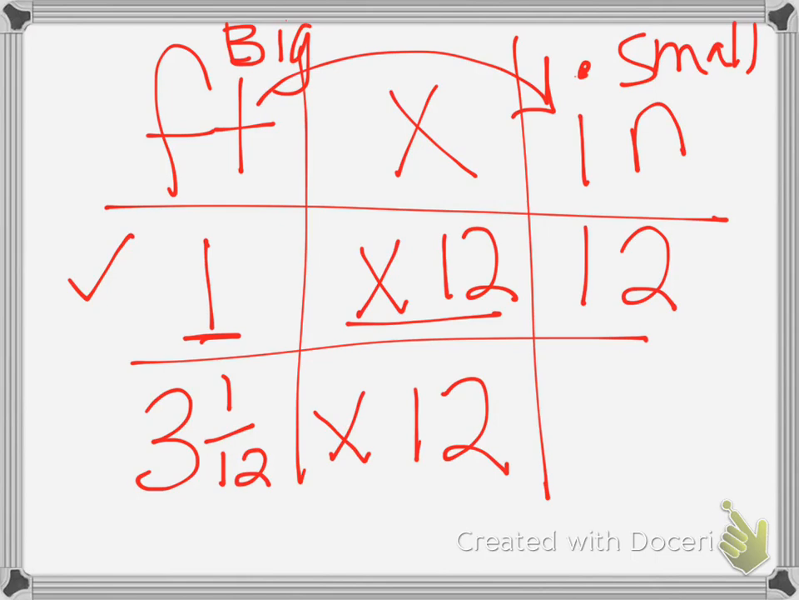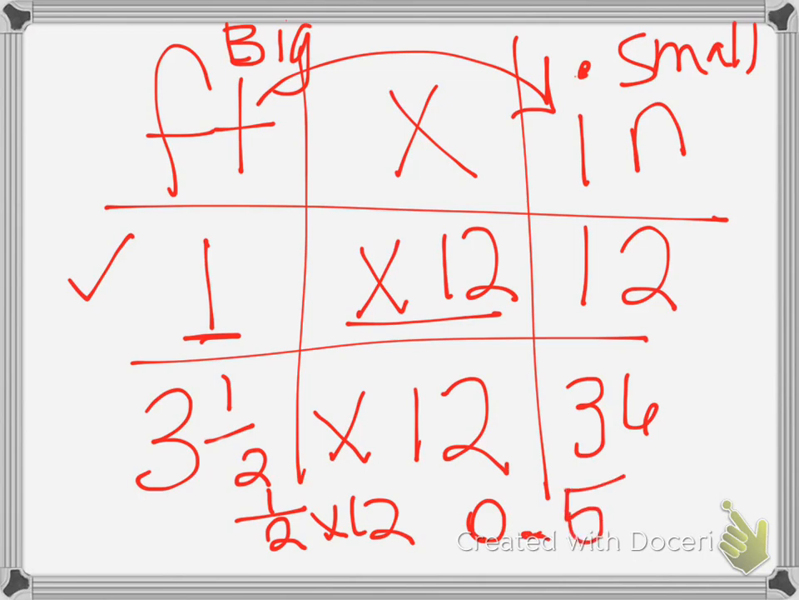Okay, I see an error I just made. Let me erase that. Okay, quick fix. All right, so now I need to do 3.5 times 12. Well, I know 3 times 12 was 36. So now I need to solve a half times 12. So what's a little bit easier than multiplying by a fraction? Well, probably multiplying by a decimal. So if you multiply by a decimal, you're multiplying by 0.5.